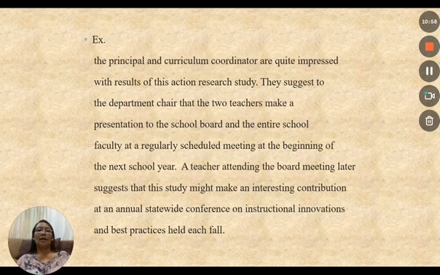Example: the principal and curriculum coordinator are quite impressed with the results of this action research study. They suggest to the department chair that the two teachers make a presentation to the school board and the entire school faculty at a regularly scheduled meeting at the beginning of the next school year. A teacher attending the board meeting later suggests that the study might make an interesting contribution at an annual statewide conference on instructional innovations and best practice held each fall.